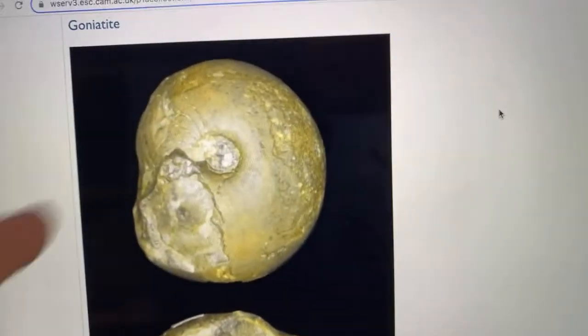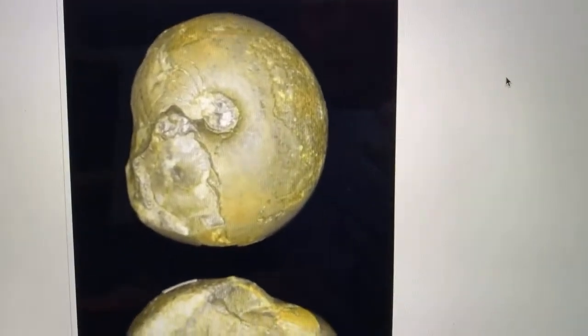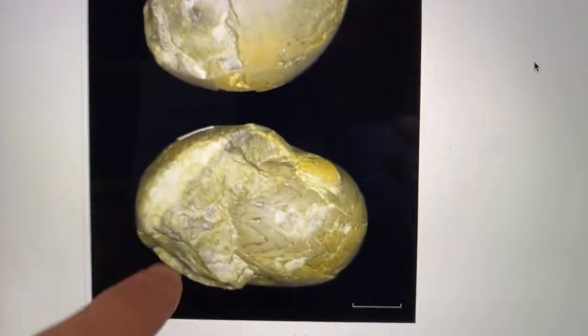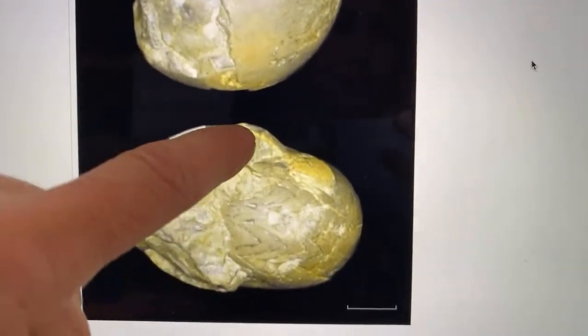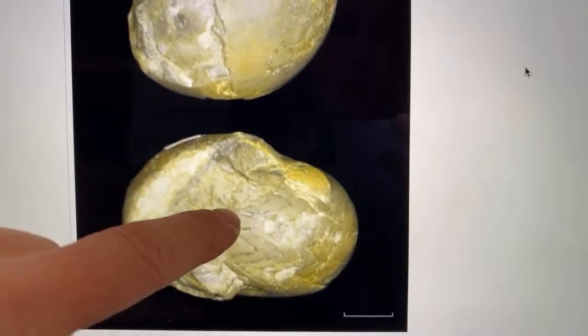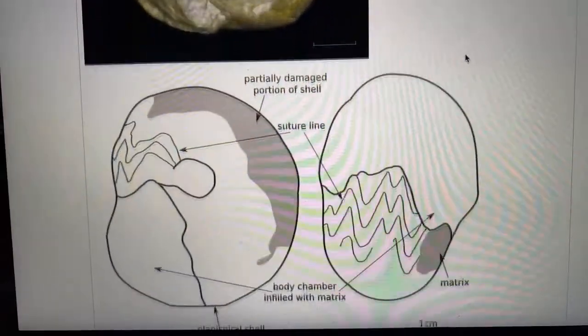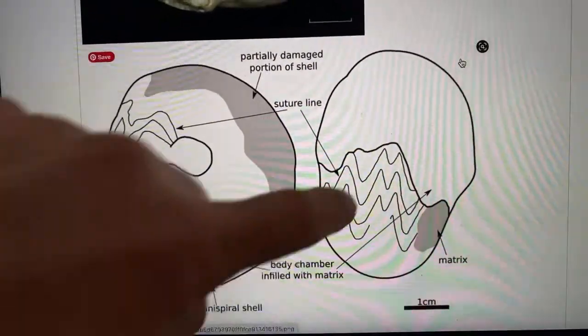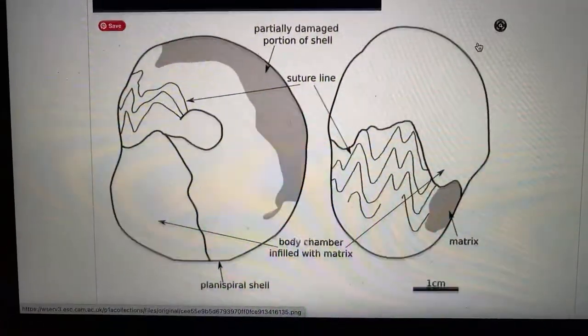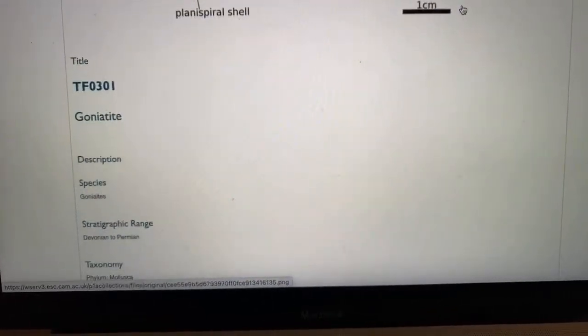I will show you a picture. Thank you, University of Cambridge, Earth Sciences Department. So this is an actual photo of a goniatite. I think most of us would have said it was an ammonite, but no. Now we know it's a goniatite. So this is the actual thing. You can see the pseudolines, can't you? This is where the septum met the wall of the shell, yeah? They've done us a beautiful diagram here, so we can see them much more easily. So goniatites, zigzag lines.